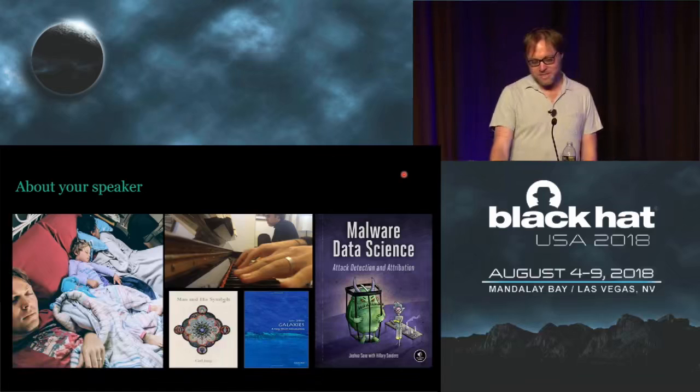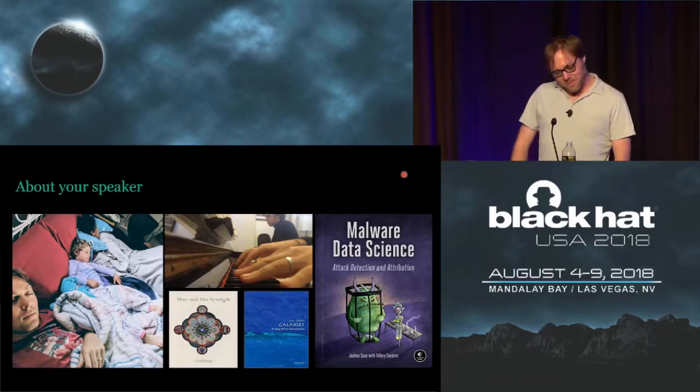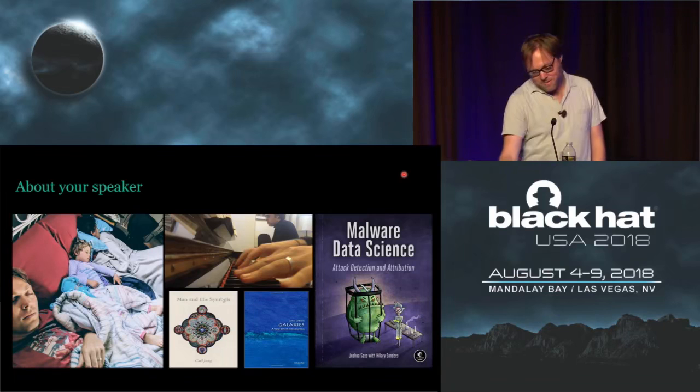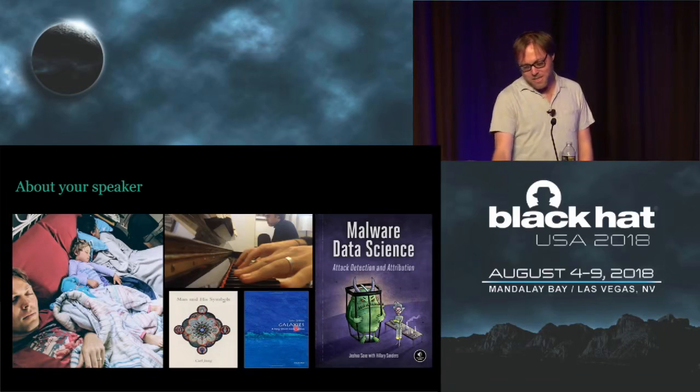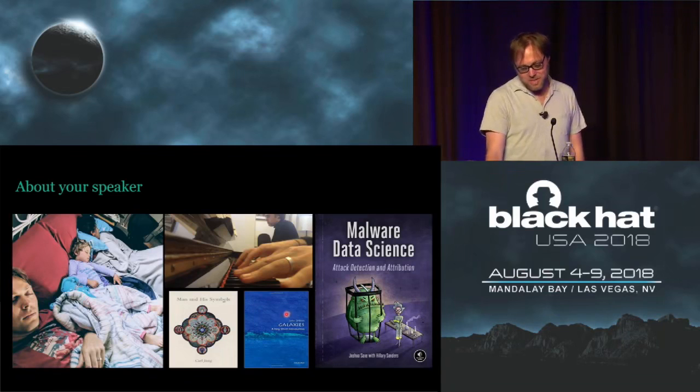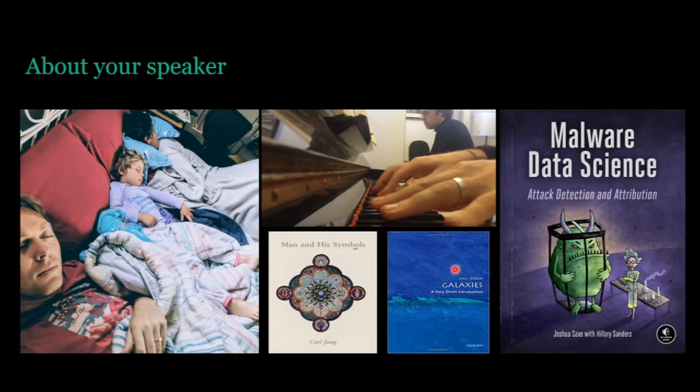So just to humanize myself a bit, this is me on the left with my daughter Maya and my wife Ksenia. It's me playing piano. It's a book I just finished on the plane, Man and His Symbols by Carl Jung. Another book that I liked, Galaxies by John Gribbin, about the natural history of the universe.